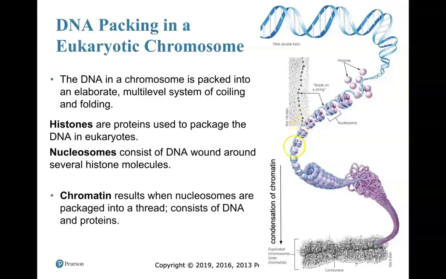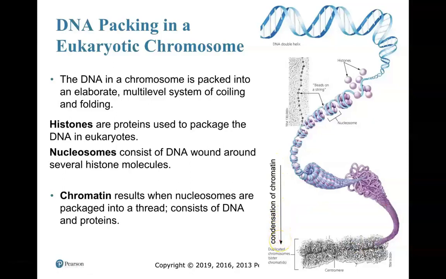Eventually, as we go further, we can see that those nucleosomes fold in around each other. There's more coiling, coil on coil. As we are condensing the DNA, at this point, I want to throw in the term chromatin. Chromatin results when nucleosomes are packaged into a thread. So we've got proteins and DNA, and we are packing, and then coiling and looping and folding even further, and then even more to the point where we are condensing. We're tightly packing that chromatin.